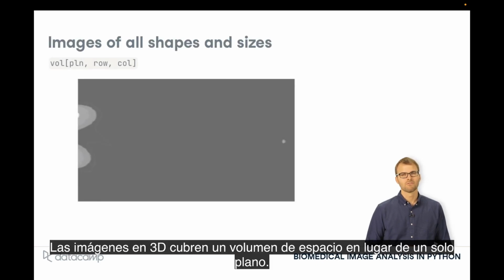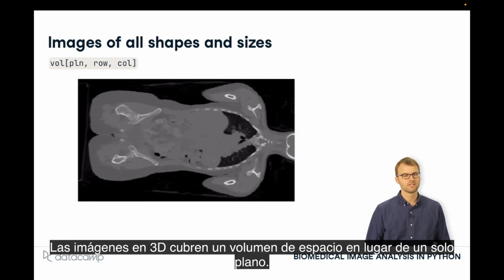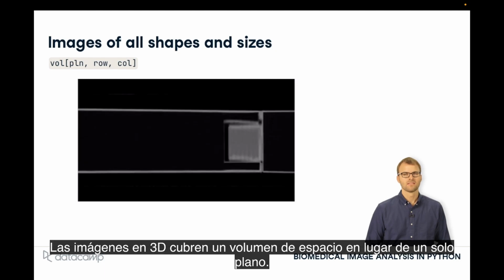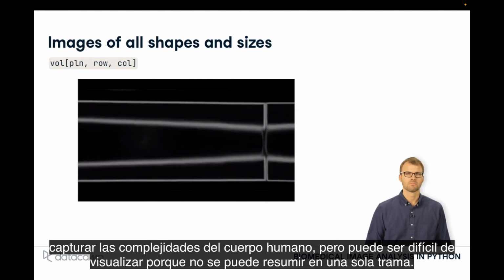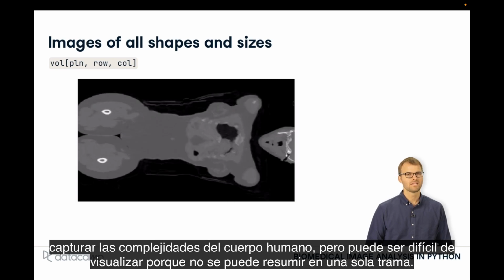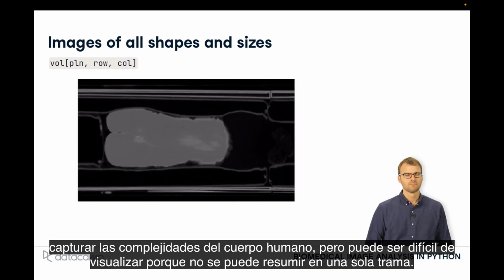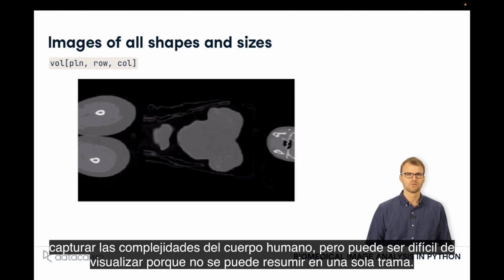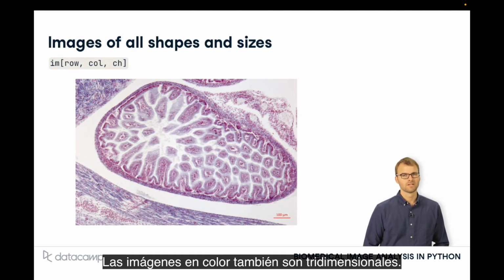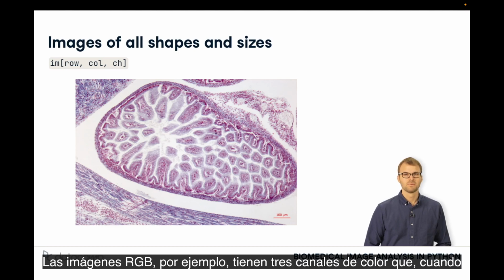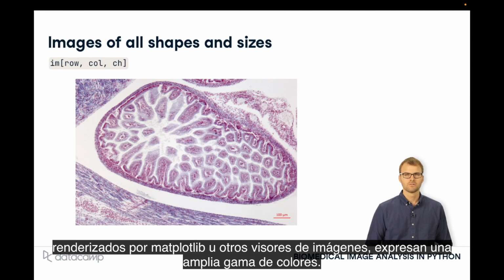3D images cover a volume of space rather than just a single plane. This volumetric data is useful because it can better capture the complexities of the human body, but it can be difficult to visualize because it can't be summarized in a single plot. Color images are also three-dimensional. RGB images, for example, have 3 color channels that, when rendered by Matplotlib or other image viewers, express a wide range of colors.